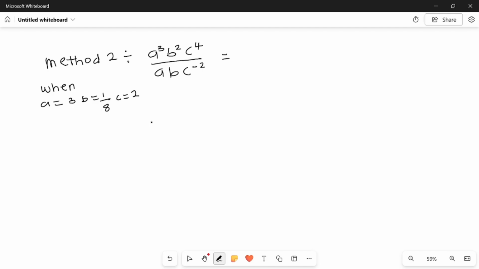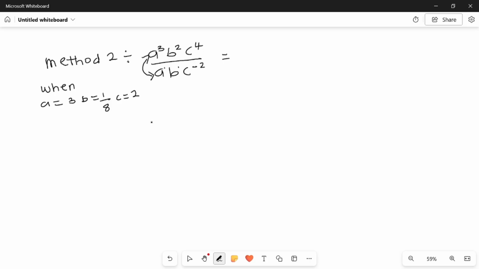A raised to power 3. Before we do that, we know that when we have similar base, like A and A here, they are the same base, right? So we can simply say A is dividing A. A here is raised to power 1, A here is raised to power 3. Similarly, B and B, they are the same bases, right? And they are dividing. B raised to power 2, B raised to power 1. And here, C raised to power 4, C raised to power minus 2.